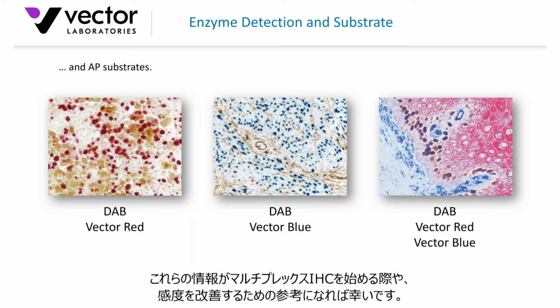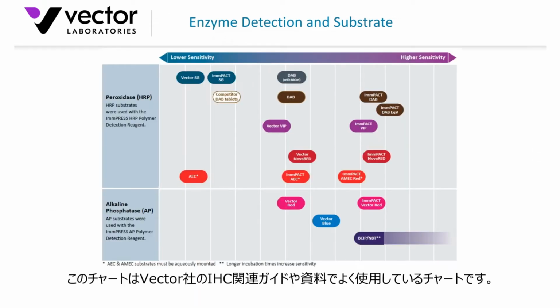So hopefully this gives you some ideas about how to get started in your given lab, or maybe look at ways of improving the sensitivity in your lab too for multiple antigen labeling. This is a chart. I don't expect you to memorize this by any means. We've got this in a couple of our guides, I think, our multiple antigen labeling guide, as well as in our IHC guide.